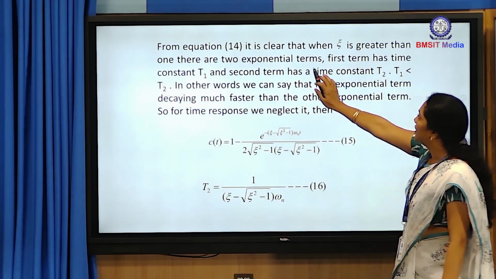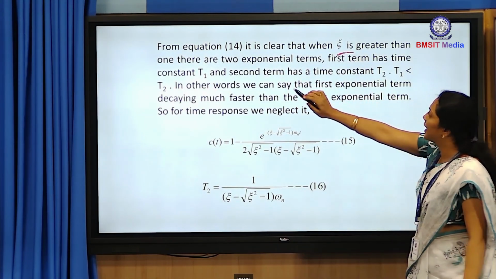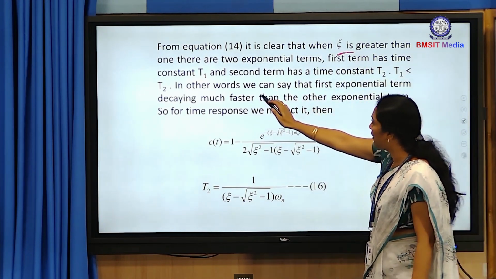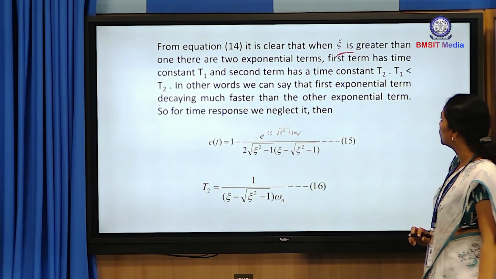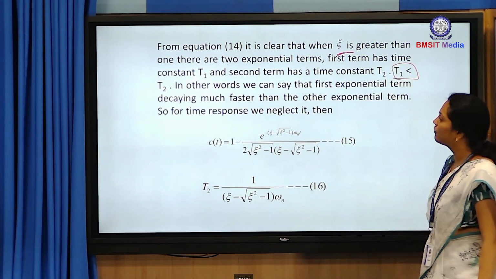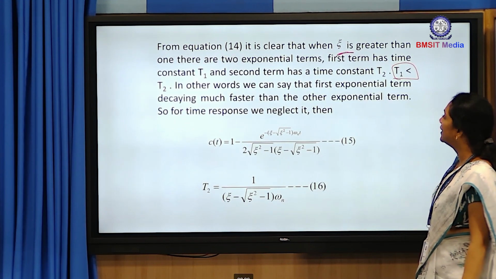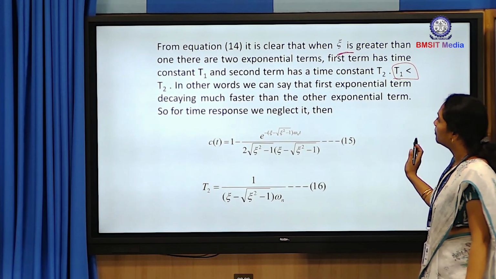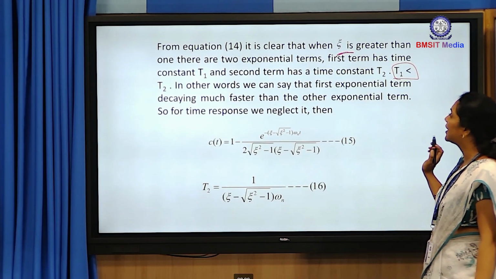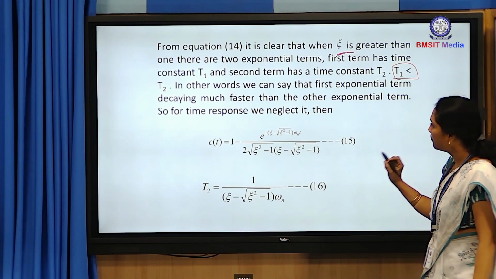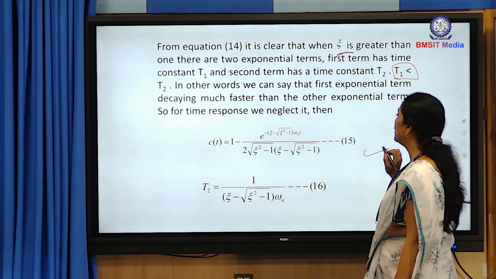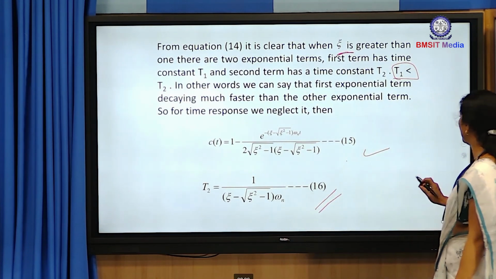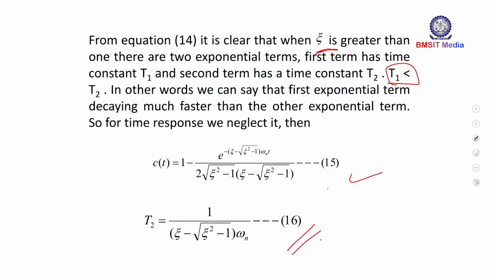So equation 14 makes it clear that when the value of zeta is greater than 1, there are two exponential terms. The first term has the time constant t1 and the second term has the time constant t2. Whatever the value of t1 is, it should always be less than t2. In other words, the first exponential term decays much faster than the second exponential term. So for the time response, we just neglect that and we write what our C of t is equal to. And in this C of t, this is our value of t2.